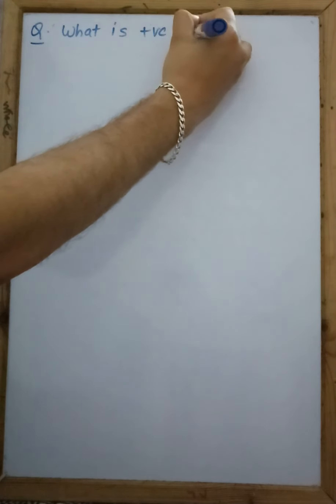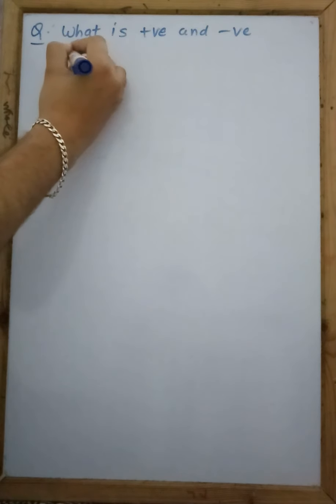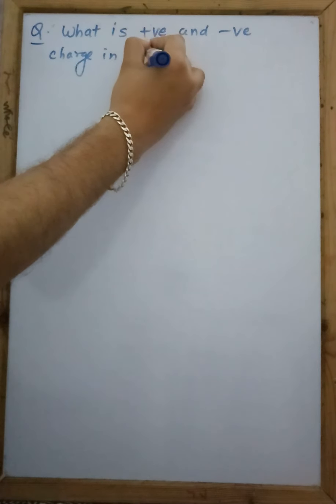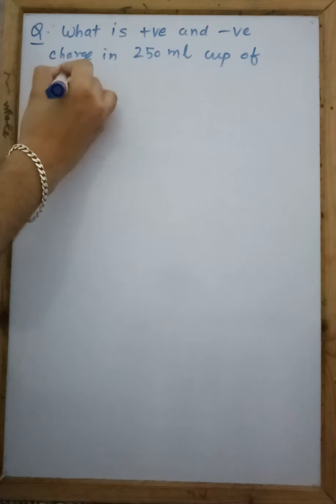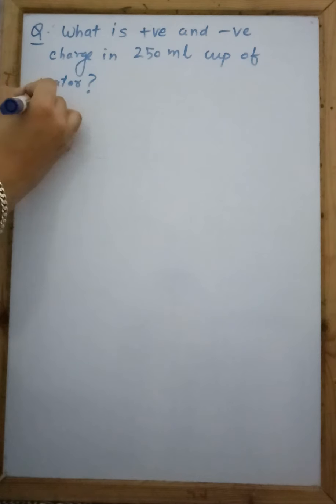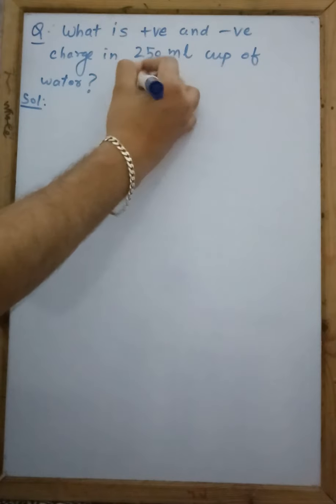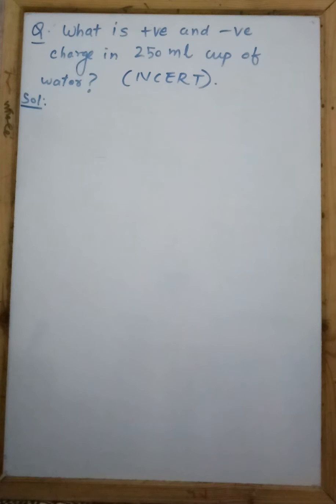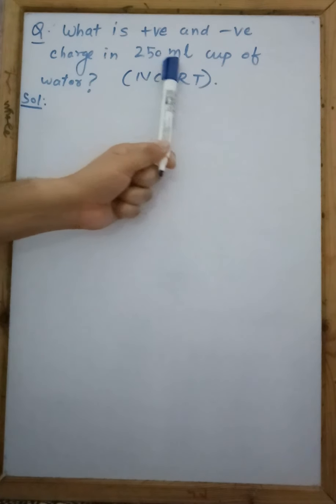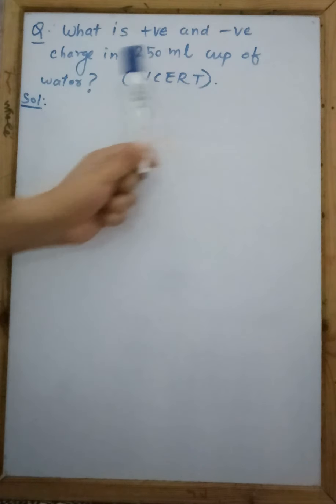I'll just discuss with you what is the positive and negative charge. You have to tell me both the charges, total positive and negative. What is the total positive and negative charge in a 250 ml cup of water? So children, this is an NCERT example, an NCERT question that I am discussing. Very important again. So we have to answer in this question what is the total positive and negative charge in a 250 ml cup of water. So there is a cup carrying 250 ml water.